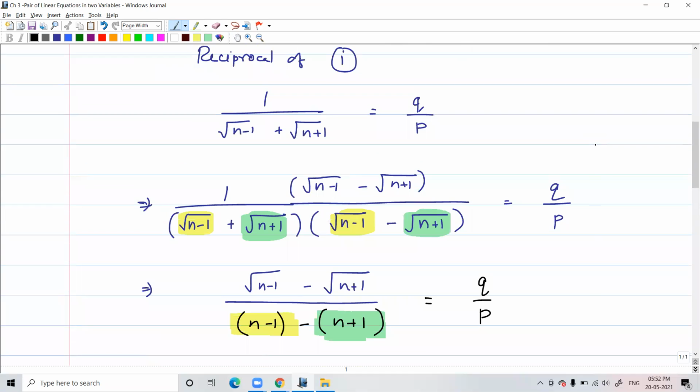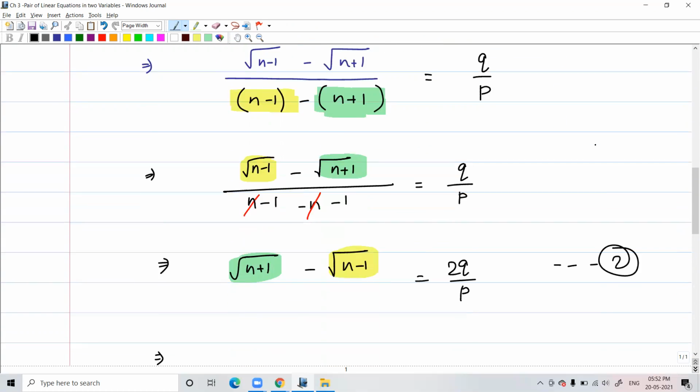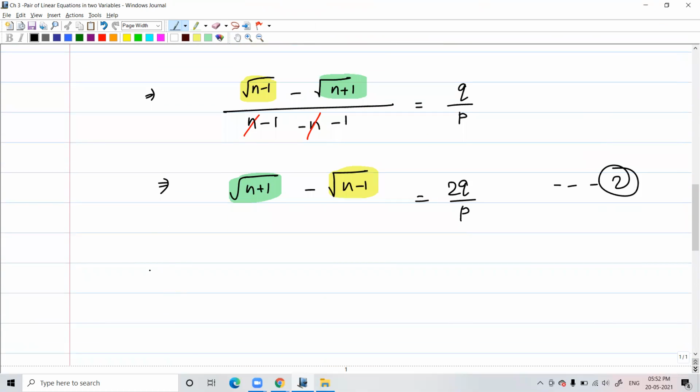Okay, actually, solving this problem after we have completed the third chapter, the pair of linear equations, would have made more sense because we need to use that logic over here. So anyway, for now, I'll just solve it for you, but you will understand it better once we are done with the third chapter.